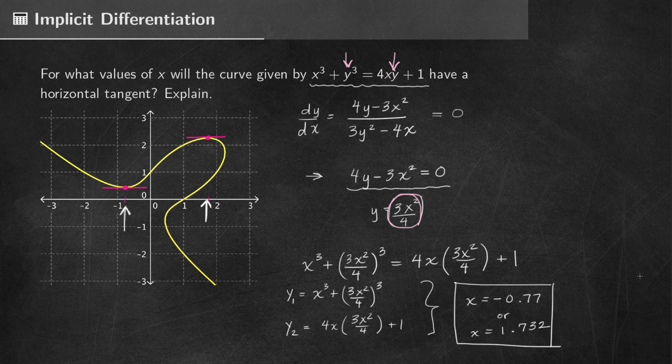Now the one thing I didn't do was check to make sure that for these values of x, the denominator is not 0. However, since I'm looking at the graph and I can see visually that these are definitely my two solutions, I really don't have to bother checking. But normally what we would do is substitute these values back into the denominator and make sure that the denominator is not also 0 at these points.